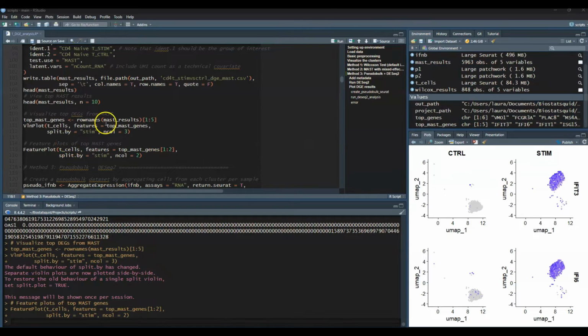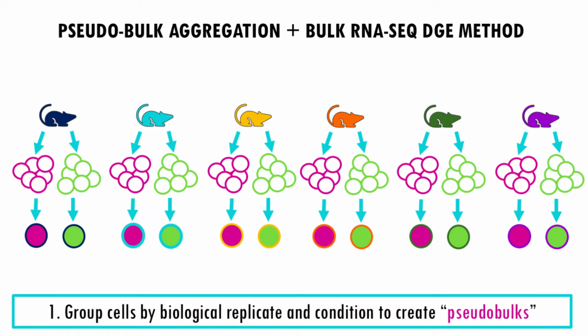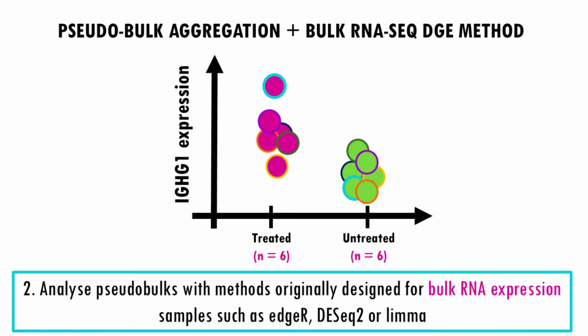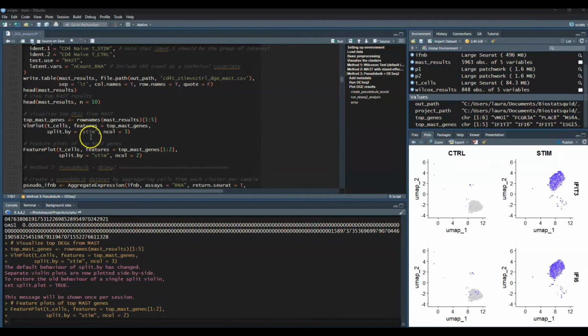As I mentioned, we still see hyperinflated p-values because we're treating cells from the same donor as independent. And in our previous method, we saw that pseudobulking is a great way to tackle this issue. The pseudobulk approach aggregates cells by donor and cell type and condition, and then applies bulk RNA-seq methods like DESeq2 or edgeR, and it's currently considered best practice because it properly accounts for donor-to-donor variation. Okay, so let's get to coding.